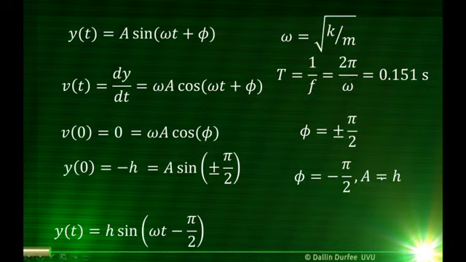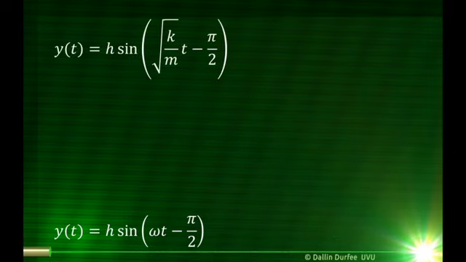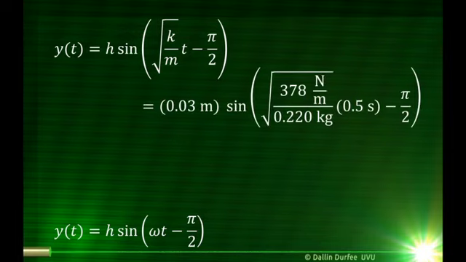Now I could have chosen plus pi over 2 and let A be negative h, and it would have worked out the same. So there's my position and there's my velocity. I started with the generic solution to the mass on a spring equation, and I chose A and phi such that it had the right values at time t equals 0. Now I can just plug things in. If I take the position equation, I plug in h, I plug in the square root of k over m for omega, and then I plug in all the numbers, and I find that its position at time 0.5 seconds is 0.901 centimeters.